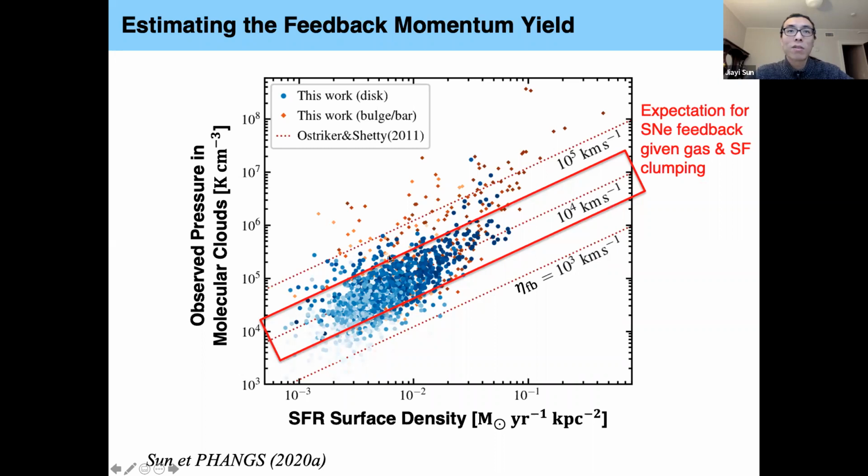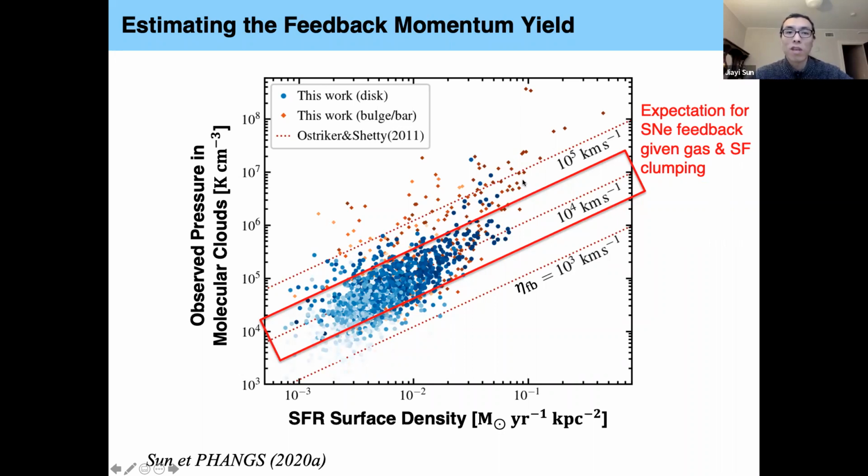And once we do that, you can see that a lot of the dots now go inside this box, which means that now the pressure seems to be consistent with expectation from supernova feedback once we account for that clustering of gas and star formation. But there are still a lot of dots above this box. And if you look at it closely, a lot of them are shown in diamond shapes. Those are the regions where we are measuring things inside the bulge of a galaxy or along the bar of a galaxy. Of course, we cannot totally rule out that it might be small-scale gas substructure or supernova clustering, but I think in those regions, it's more likely that other sources of turbulence could also be at play.